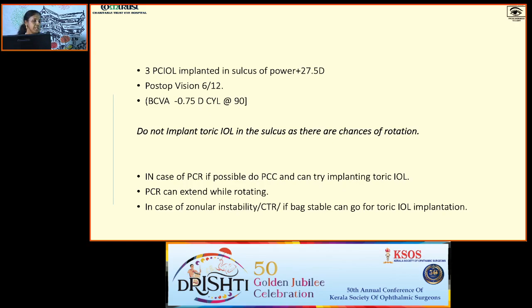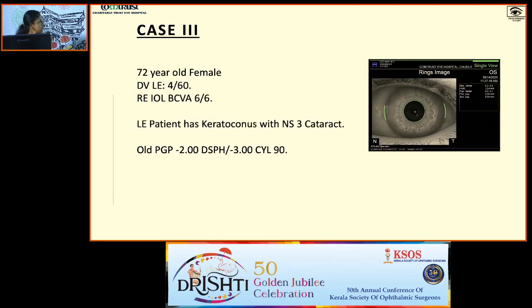Now, in case of PCR, if it is a central PCR and you can do a PCCC, you can place a toric IOL in the bag with the haptics in the bag and do an optic capture at the PCCC. But beware, when you are rotating, the PCR can get extended. Similarly, when there is zonular instability, if you can put a CTR and make the bag stable, only then go for a toric IOL implantation, or please go for a monofocal IOL implantation only.